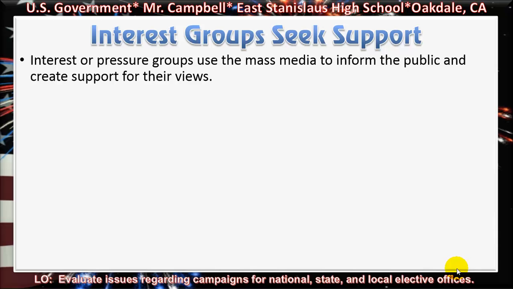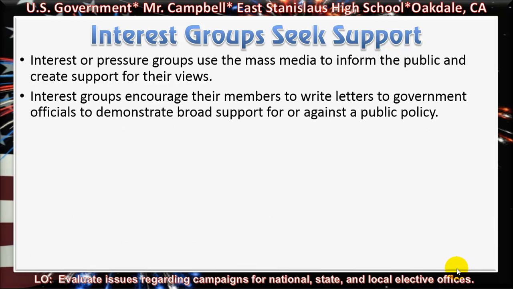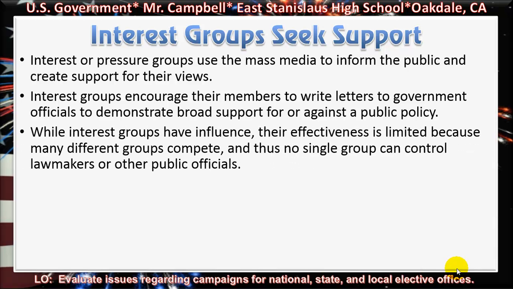Interest or pressure groups use the mass media to inform the public and to create support for their views. Interest groups encourage their members to write letters to government officials to demonstrate broad support for or against public policy. While interest groups have influence, their effectiveness is limited because many different groups compete, and thus no single group can control lawmakers or other public officials.